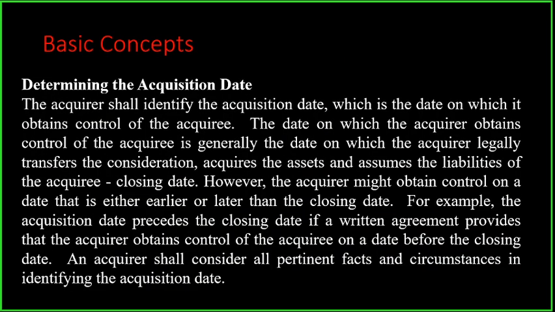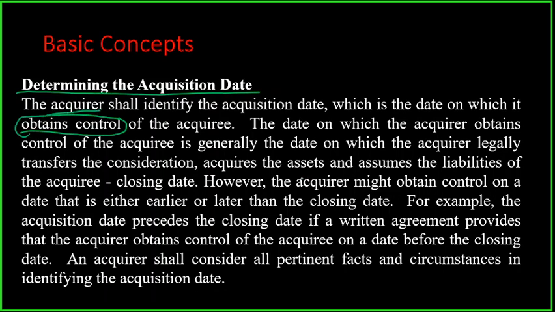How do you determine the acquisition date? Why are we talking about the acquisition date? Take note, we are discussing the acquisition method. And under the acquisition method, number one, you should be able to identify who is the acquirer. And number two, you should be able to identify the acquisition date. So what is the acquisition date? This is actually the date when the acquirer obtains control. So this is when the acquirer obtains control.